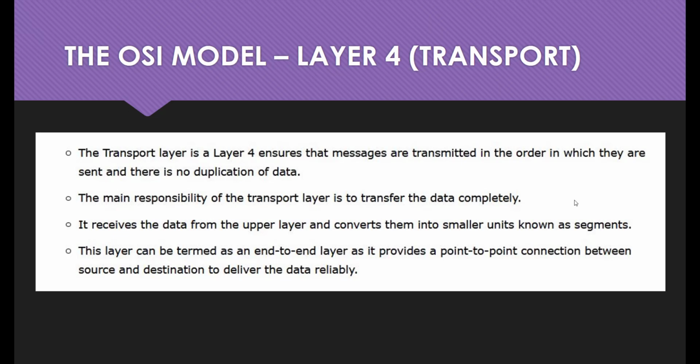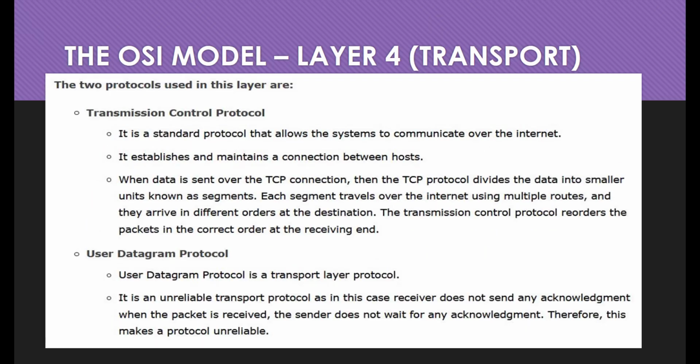The main responsibility of the transport layer is to transport the data completely. It receives the data from the upper layer and converts them into smaller units known as segments. This layer can be termed an end-to-end layer, as it provides a point-to-point connection between source and destination to deliver the data reliably. So we can see two protocols are used in this layer.